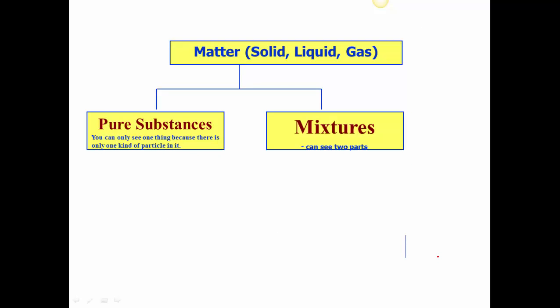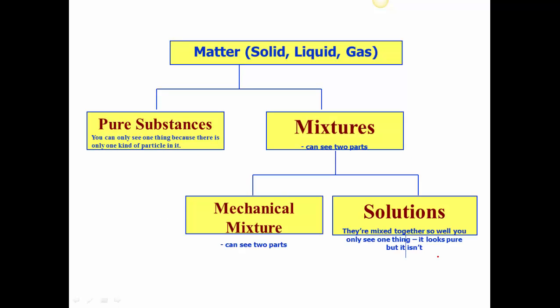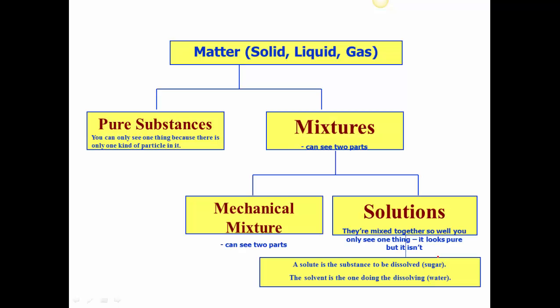This is a flow chart to help you understand how everything is made up. You can start with matter, go to a mixture, then come down to a solution, and then a solution can be broken down into the solute and the solvent.